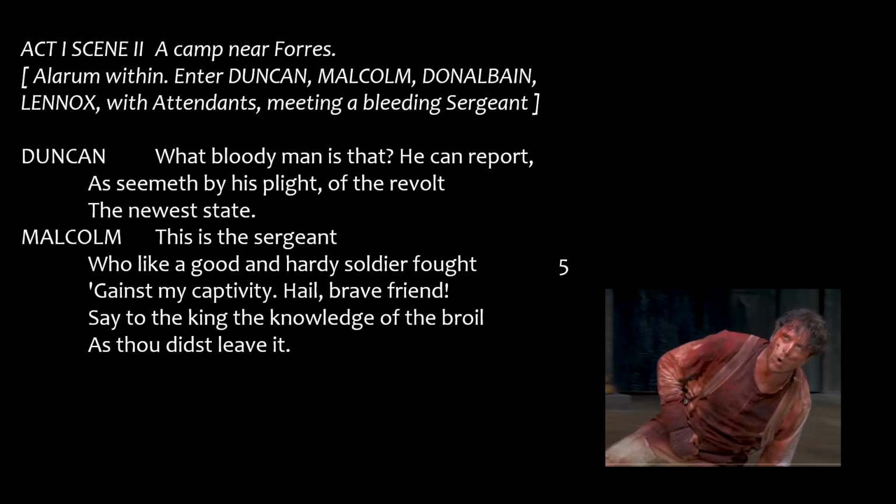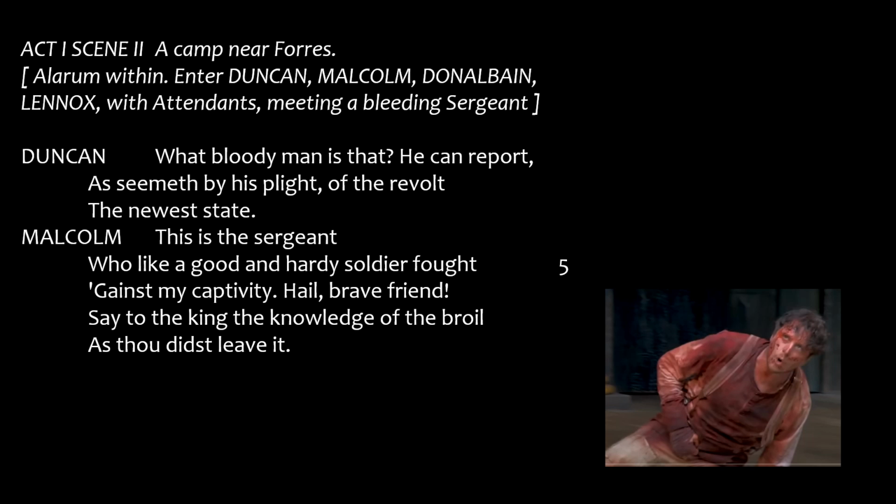So here we go. Act 1, Scene 2. It says a camp near Forres, a place in Scotland. There's an alarm offstage, and enter these characters who we just talked about, including, it says there, a bleeding sergeant. And I put his picture there on the screen for you. So Duncan says, "What bloody man is that?" talking about the captain. He can give us a report of the battle. And Malcolm, his son, says, "This is the sergeant, a good and hardy soldier. He fought against my captivity." So he's basically helped rescue Malcolm.